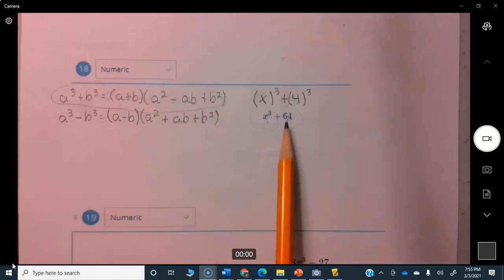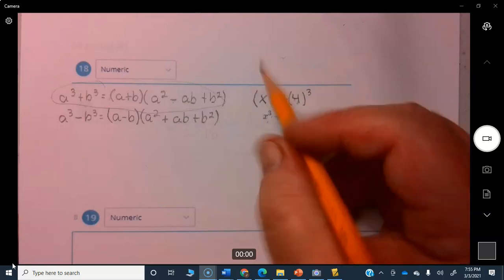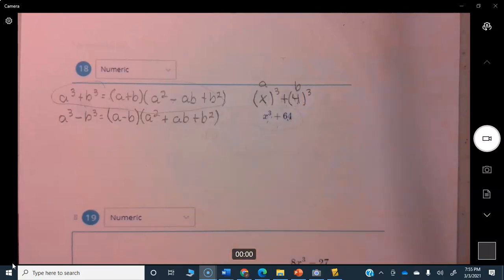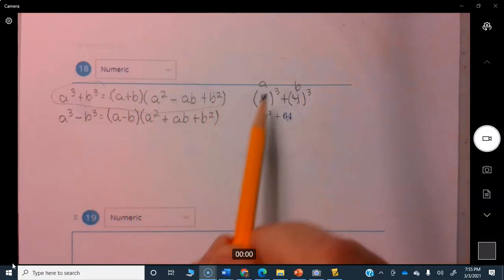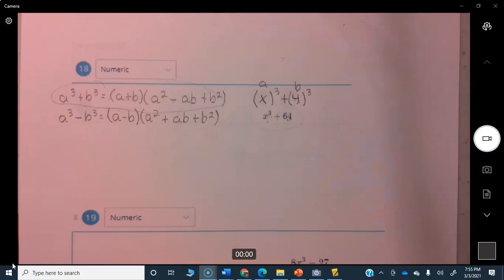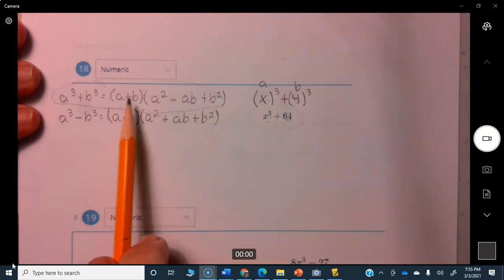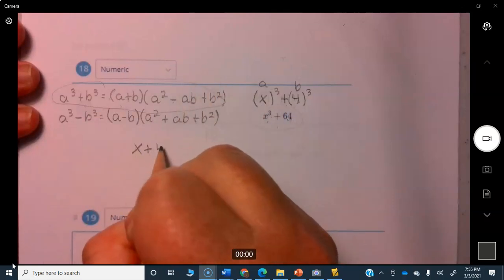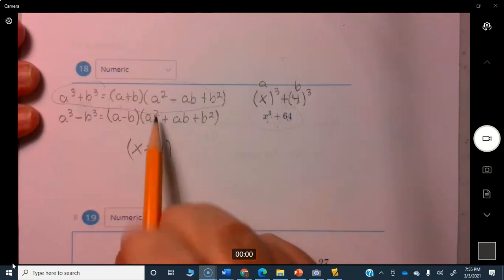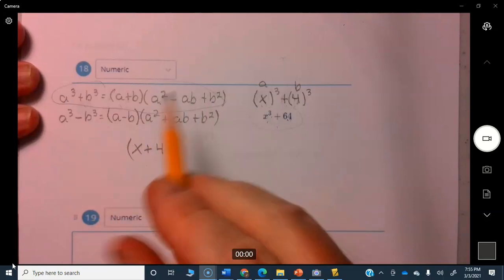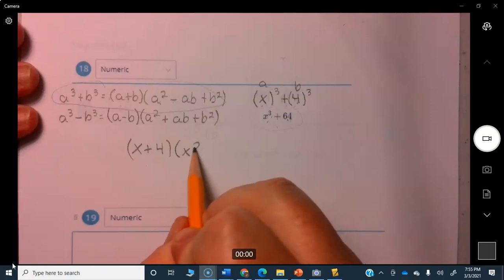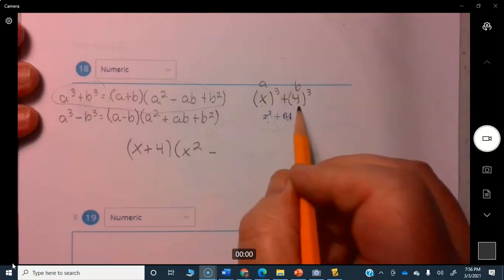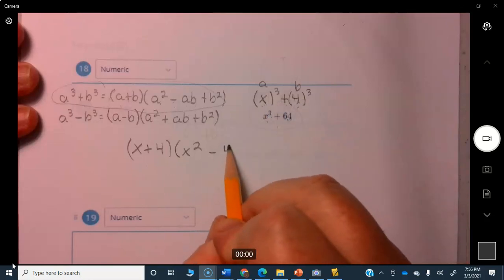So you've got to identify what your a and b are. Well, we already did that. The a is the x and the b is the 4. So now what you're going to do is just fill in all these a's and b's with either an x or a 4. Okay, so let's go ahead and do that. So it's a plus b, so that's going to be x plus 4 times a squared, that's x squared, minus ab, so minus 4 times x.